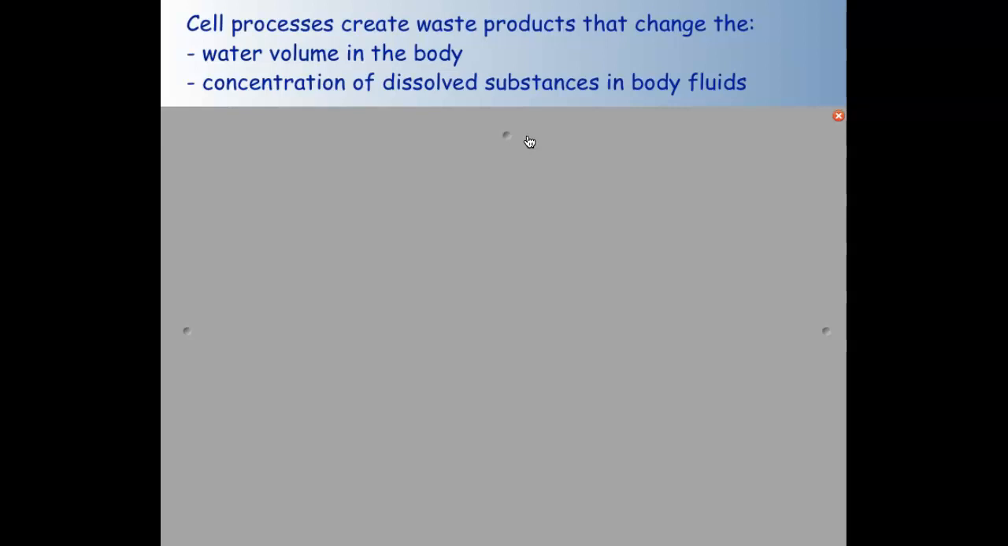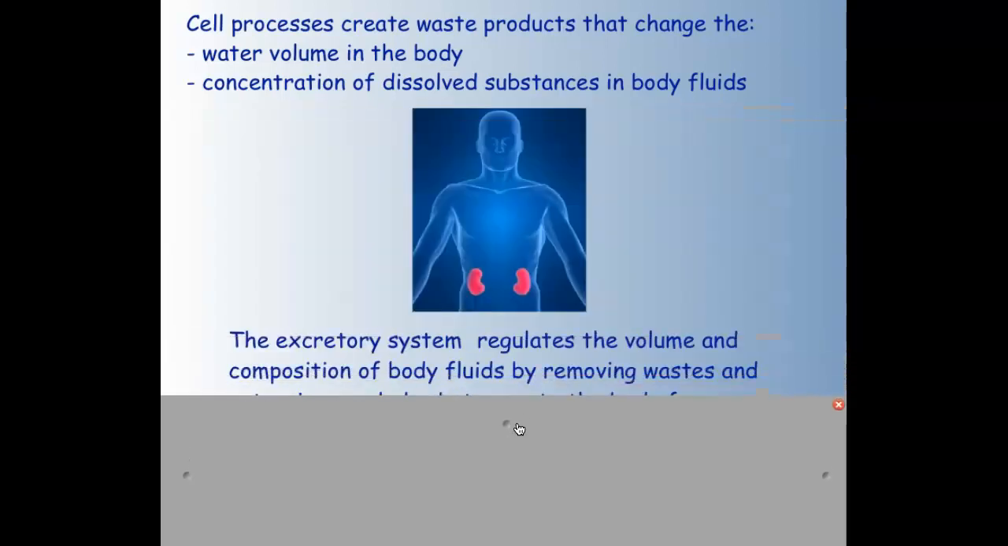So our excretory system is going to help maintain that water volume in our body by adding or taking away depending on the level of water. And also it's going to sometimes get rid of some of the dissolved substances, especially if they're a waste product that shouldn't be in our body. If it builds up, it sometimes is a bad thing. So our kidney's job is to do all of this stuff.